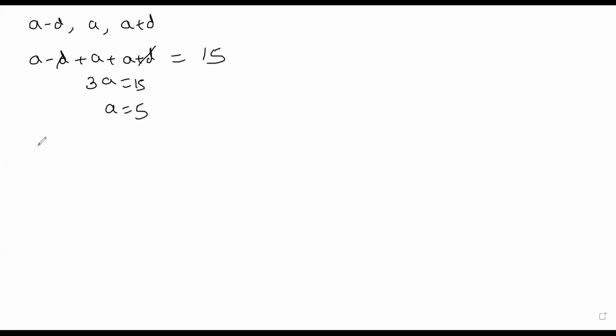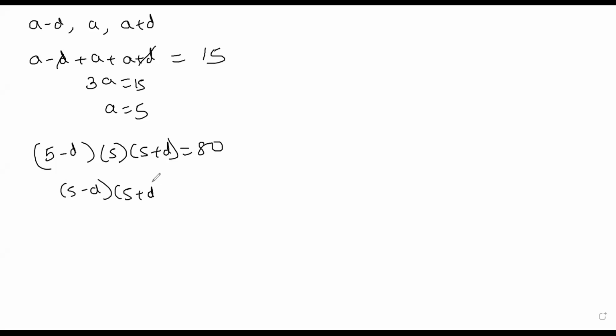Now we need to find out D. They have said that the product is 80. So 5 minus D into 5 plus D is equal to 80 divided by 5, that is 16. This is 25 minus D square is 16. D square will become 9. D will be plus or minus 3.